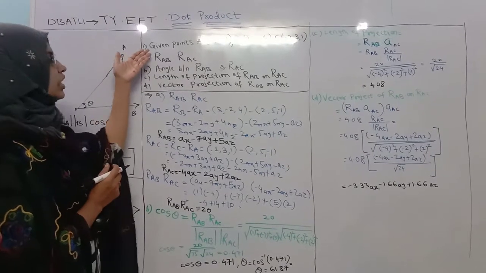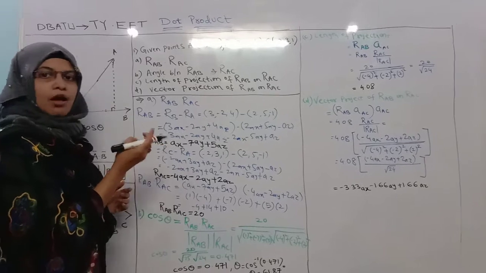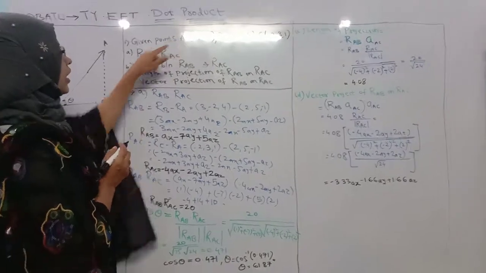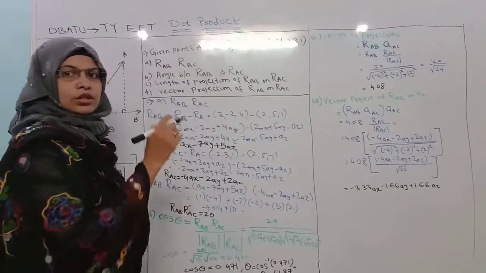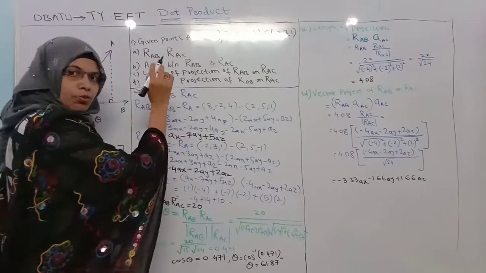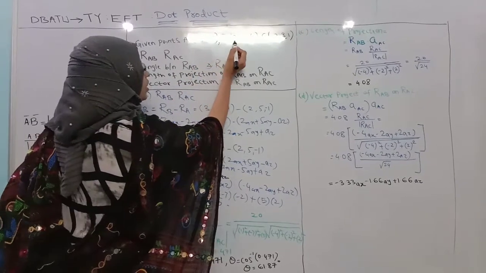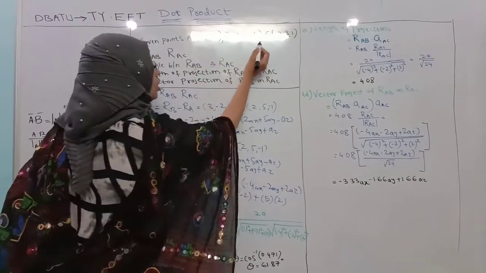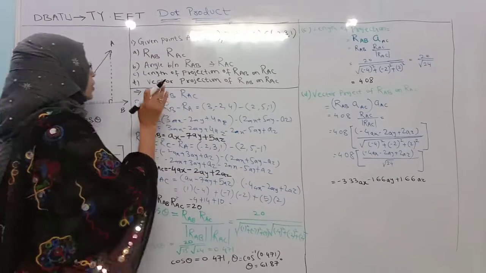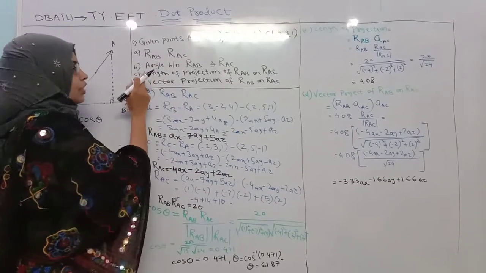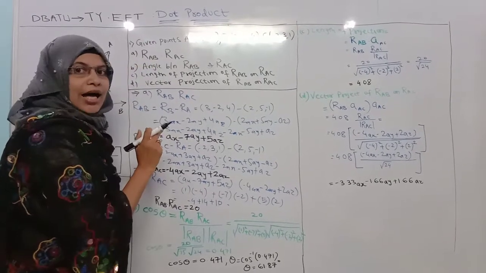What is mentioned? Given points, here the points are three, that is A, B and C. A is in bracket 2, 5, minus 1, B is in bracket 3, minus 2, 4, and C is in bracket minus 2, 3 and 1. So these are the three points given. What do we need to calculate? Calculate R_AB dot R_AC.